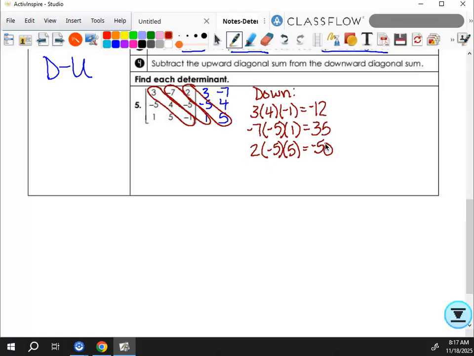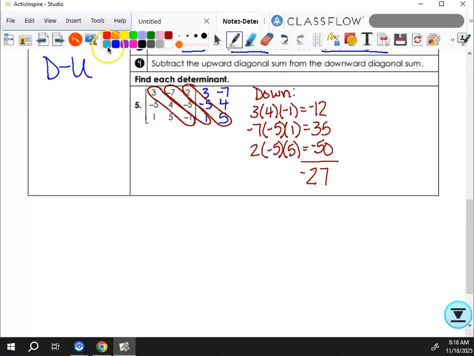Okay. So I did the product of each downward diagonal. Then I need the sum of those products. So I'm going to take my 3 answers and add them up. So that's going to give me, is it -27? Somebody with the calculator check me. Okay, -27. Product of each diagonal, and then you add up your results.